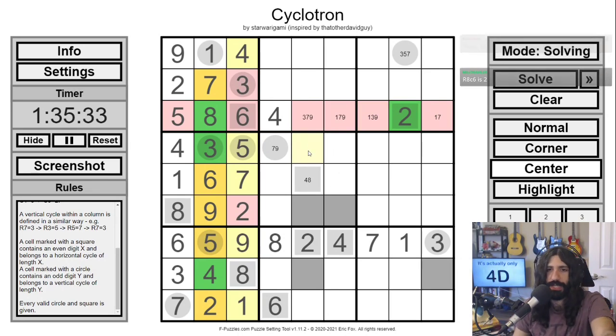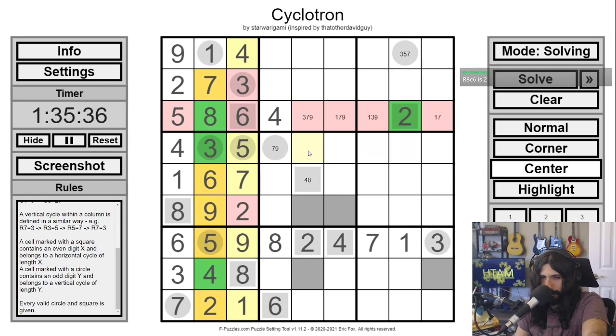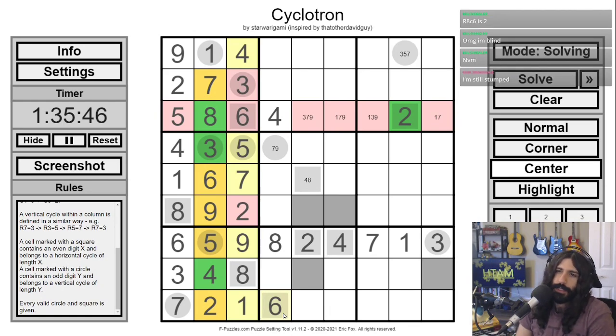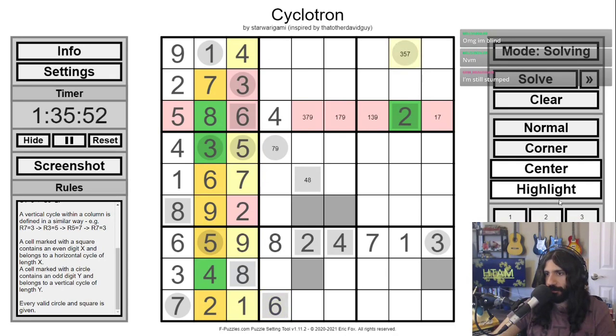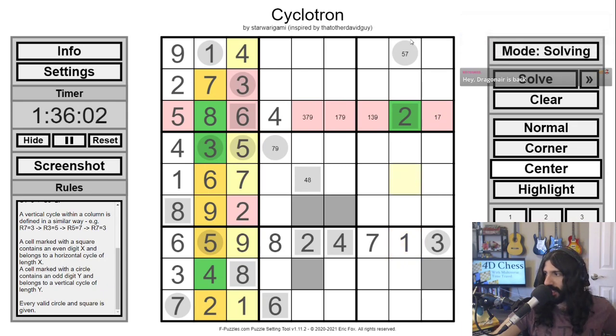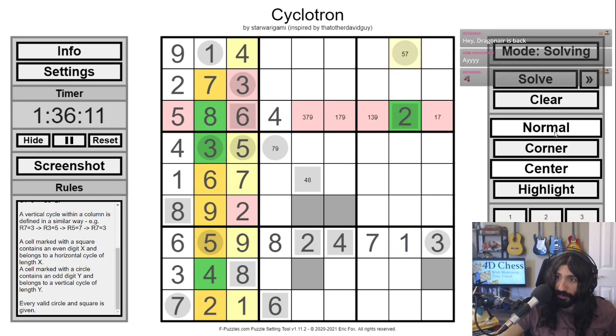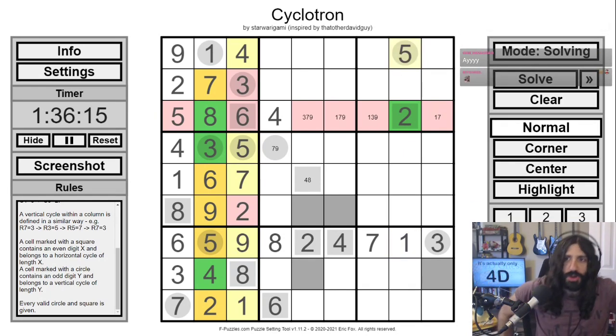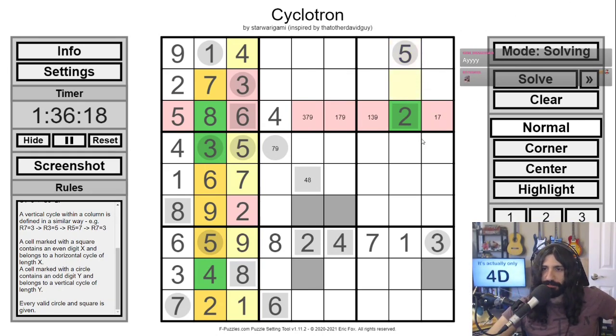We've made excellent progress here, chat. Six in here. Oh, okay, this can't be a three anymore. Because if this was a three, then it would point to a two, and this would have to be a one, which it can't be. Nice. So this is a five or a seven. If it was a seven, it would be a two cycle, so it's a five. Yes. We're killing it, fam.